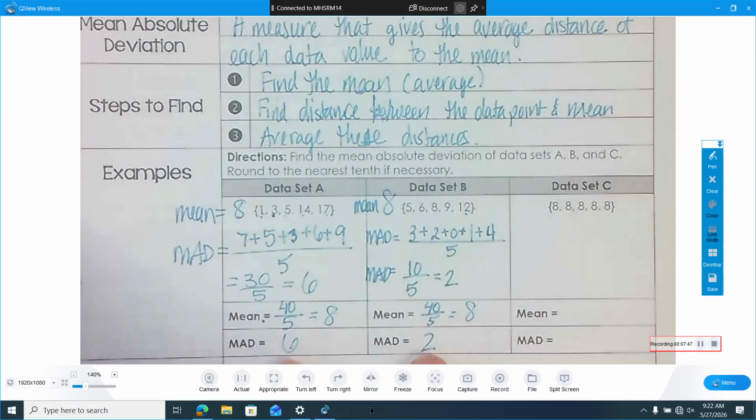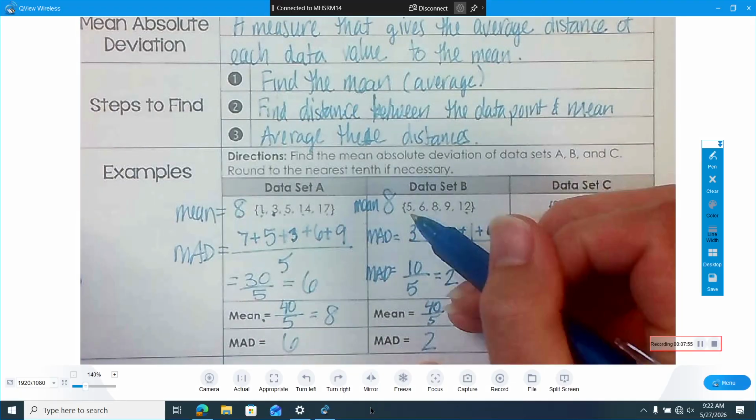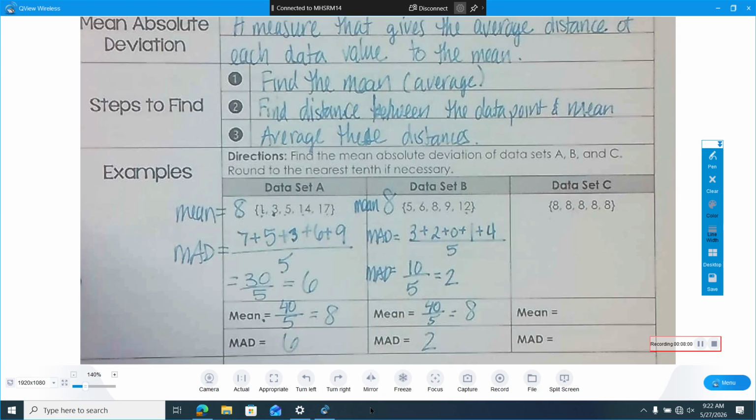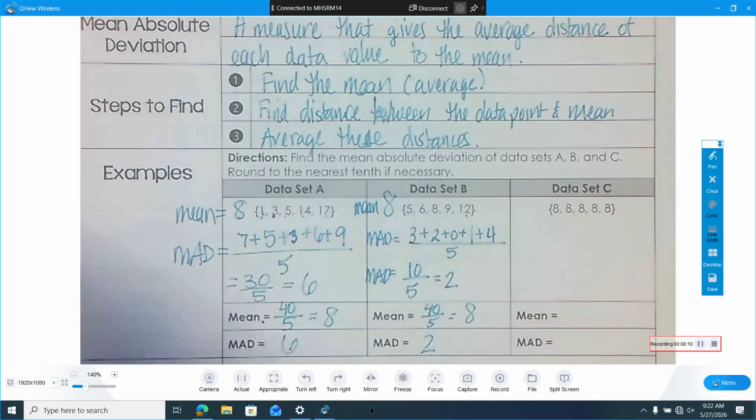You'll notice the difference in these two numbers. 6 is pretty big in comparison to 2. And what that tells me is data set B is very close. All those data points for data set B are a lot closer to the average. So the data is a lot closer together. And this data set A is a lot more spread apart. So it's not as good of a measure.